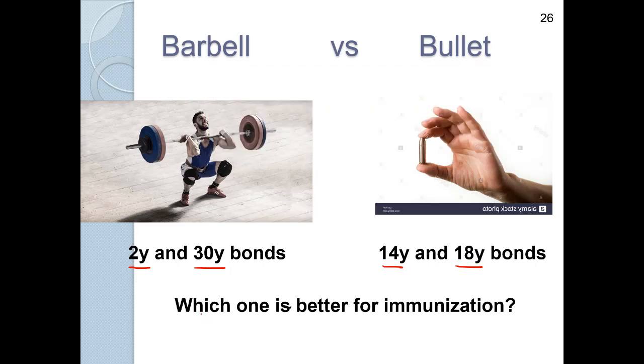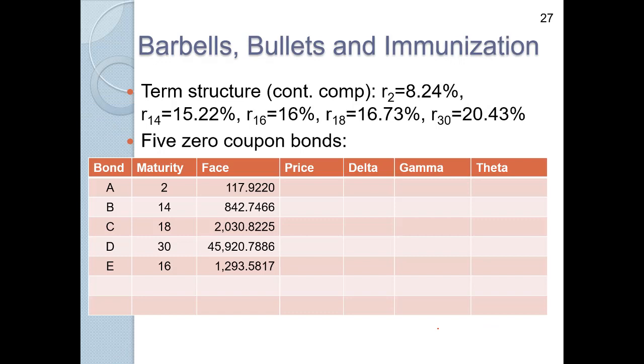Now, the big question here is which one is better for immunization? We're going to see that with an example, using barbells and bullets for immunization. We have a term structure here, and the interest rates are given for 2, 14, 16, 18, and 30 years. And then we have 5 zero coupon bonds. Bond A matures in 2 years, B in 14, C in 18, D in 30, and E in 16. And these are the face values of these bonds. You should stop the video here and price these bonds and then find the delta, the gamma, and the theta for all the bonds.